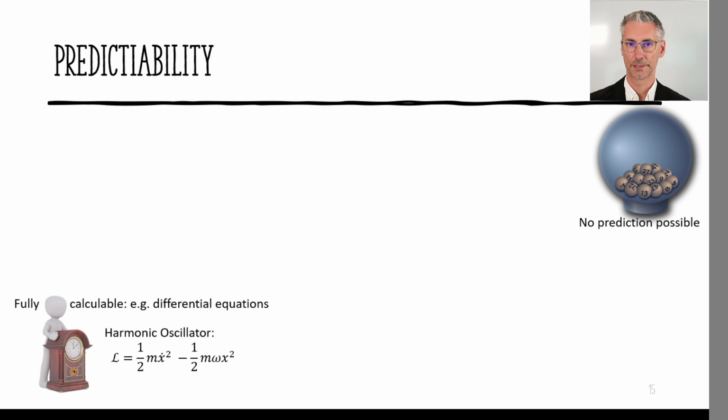A key issue in statistics is predictability. So what do we mean by that? We could either have systems that are fully calculable, for example using differential equations like the harmonic oscillator that you see below, or we could have systems that allow no prediction whatsoever, like for example lottery numbers. If you could predict lottery numbers, there would be no point in doing all of that.